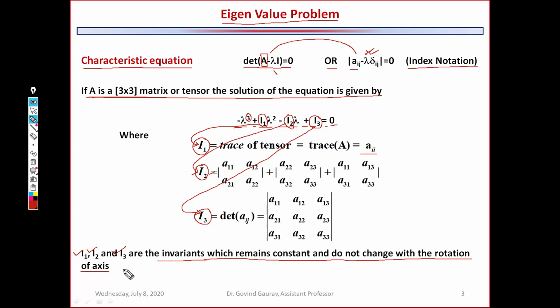So at a particular point a number of planes can pass, and passing through all these planes we can have any values of the stresses and any values of the strains on different planes. But these quantities I1, I2 and I3 will remain the same even if we change the angles of the reference.